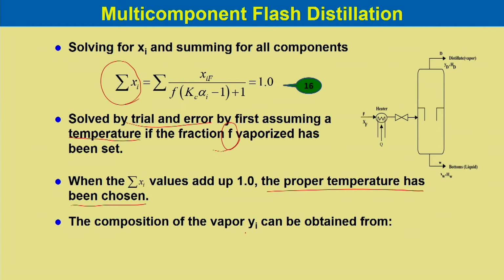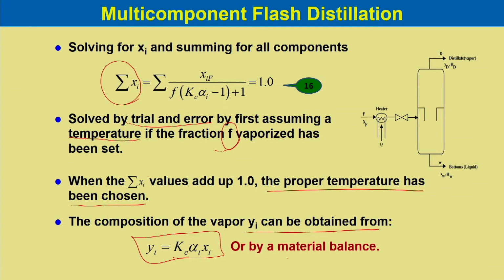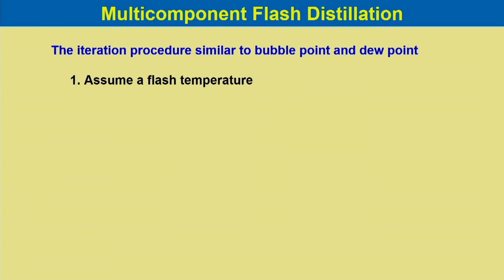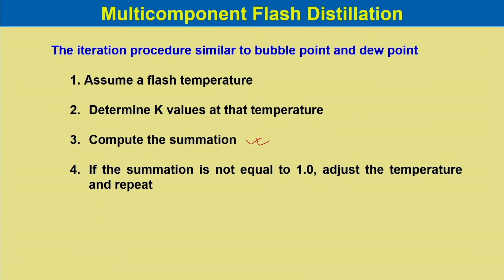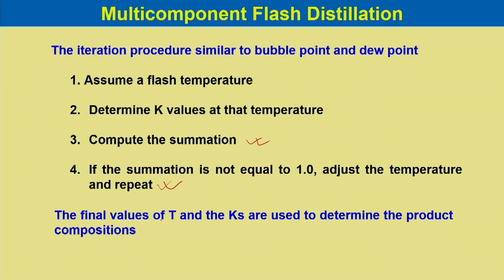The composition of the vapor, that is y i, can be obtained from y i is equal to K c alpha i x i. So, once the temperature is obtained, we can obtain the composition of the vapor using this relation, or we can do it by material balance relations. The iteration procedure is similar to bubble point and dew point calculations for this multi-component flash distillation. So, what we need to do is assume a flash temperature, determine K values at that temperature, and then compute the summation. If the summation is not equal to 1, adjust the temperature and repeat. The final values of T and the K's are used to determine the product composition.